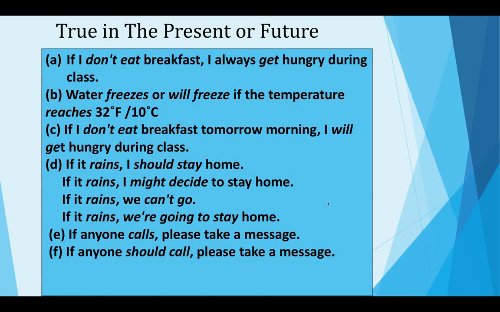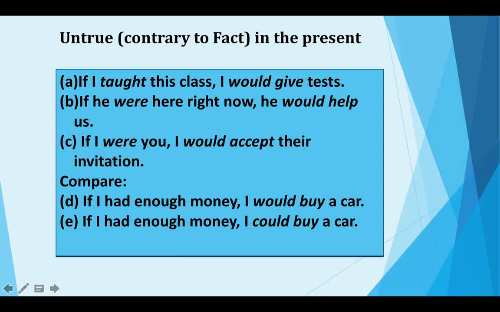If it rains, we can't go. If it rains, we are going to stay home. If anyone calls, please take a message. If anyone should call, please take a message. So as you can see, if your if clause is in the present, the result clause must be in the present or future. Now let's see examples of if clauses that are untrue or contrary to fact in the present.